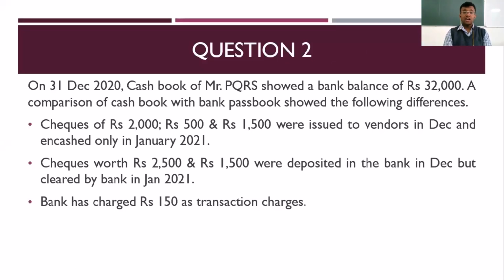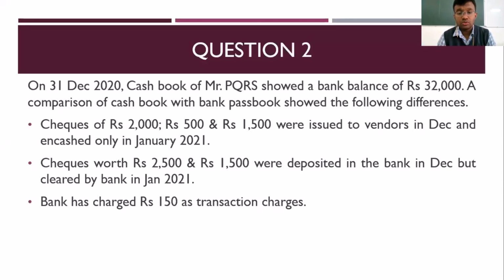The first one says checks of 2,500, 500 were issued to vendors in December and encashed in 2020. So what has happened over here is you had issued 2 checks in December, but these checks were encashed only in January 2020. So this will fall into which set? This will fall into set one. Set one has to be added.